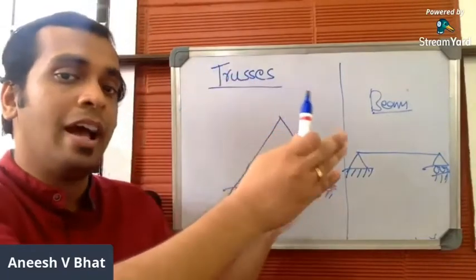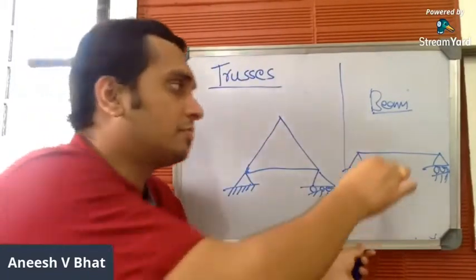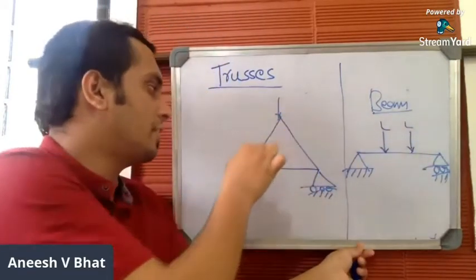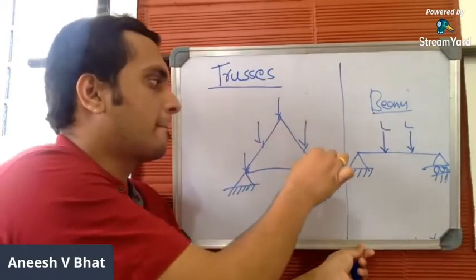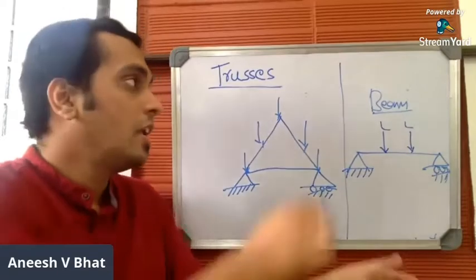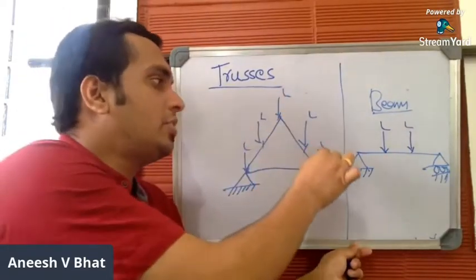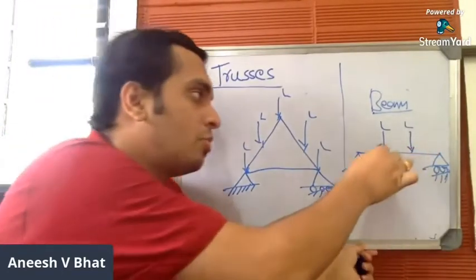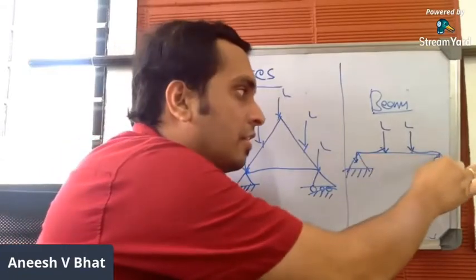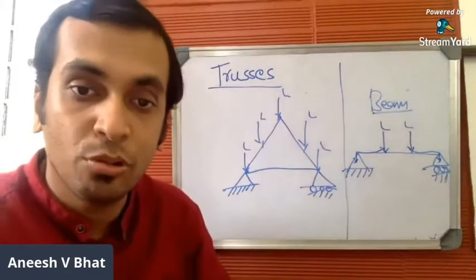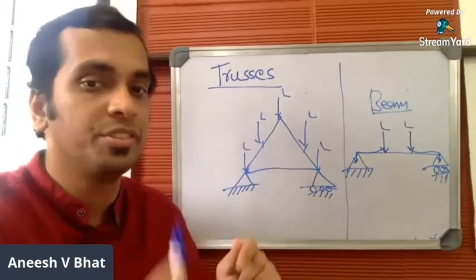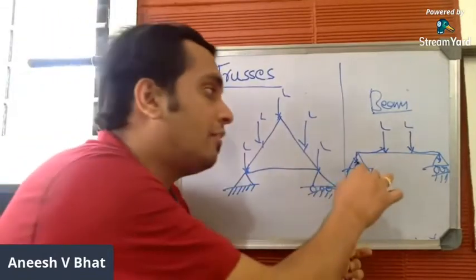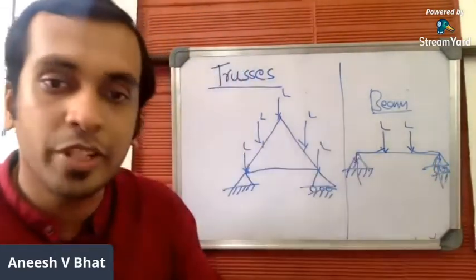Both beam and truss carry vertical loads in this way. Here, in the case of beams, since there is only one structure, the load will be straight away carried by the supports. It will be distributed to the supports straight away. And when load is distributed to the support, it will offer a reaction, and that reaction is called a support reaction, as you went through in the previous case.